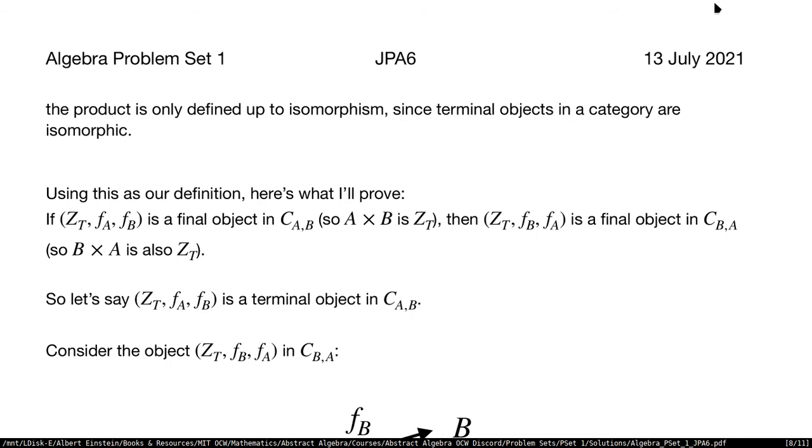Wait. When you're taking C_AB, it's kind of messed up, because the example that he gives in relation to C_AB assumes that C is the category of sets, right?